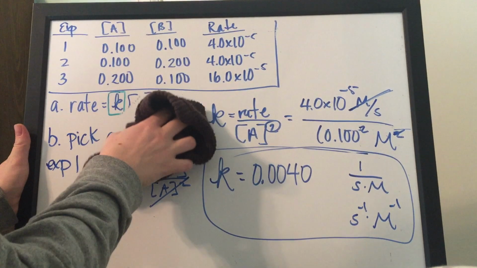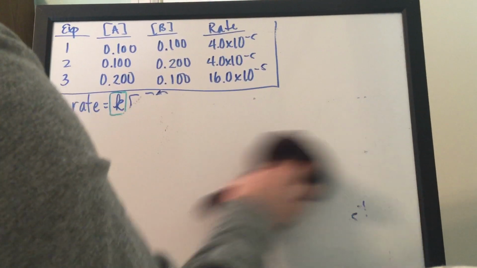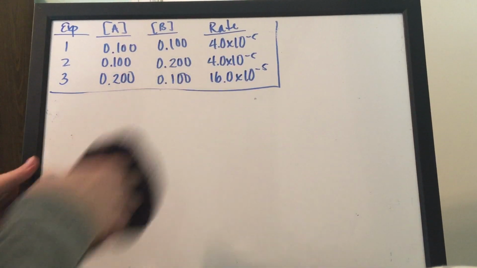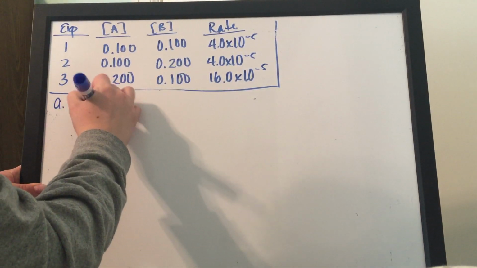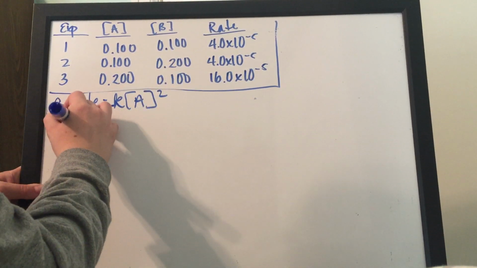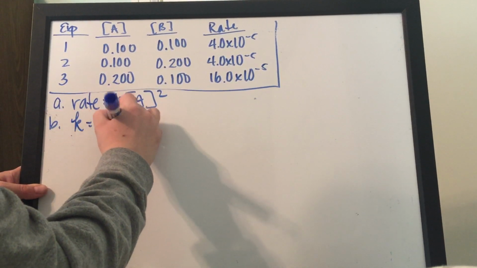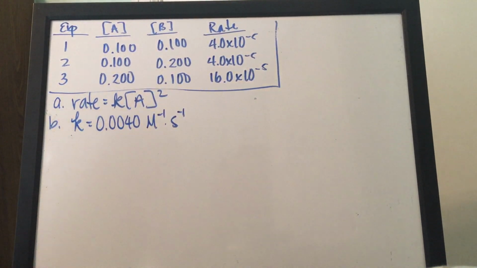Okay, that was part B. Oh, shoot, shouldn't erase that. Actually, it doesn't matter. So here, I'll just summarize my answers. So A was rate equals K, concentration of A squared. B, it was K equals 0.0040 M to the negative 1 S to the negative 1.